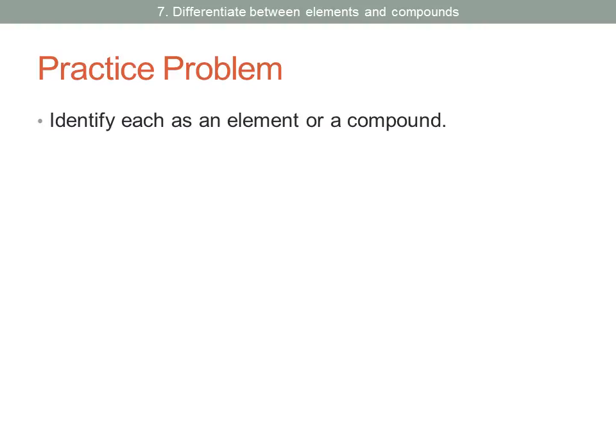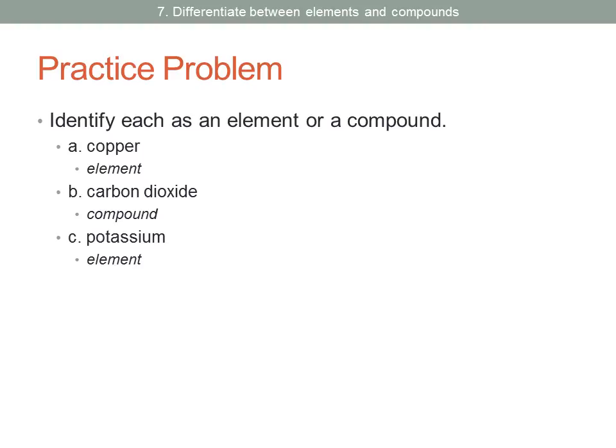We want to identify each as an element or a compound. Just ask yourself, for each of these, does it contain more than one element? And if it does, it has to be a compound. If it only is one element, then it's obviously an element. Copper. Well, copper we can find on the periodic table, so that's an element. Carbon dioxide. That would be a compound, obviously composed of carbon and oxygen. That makes it a compound.